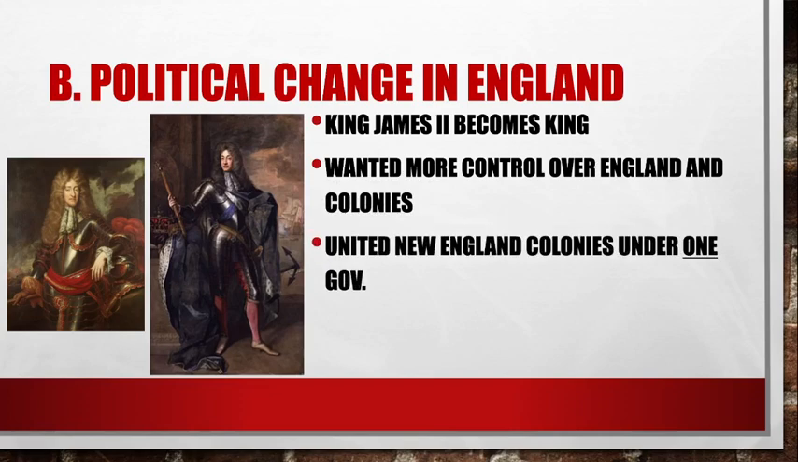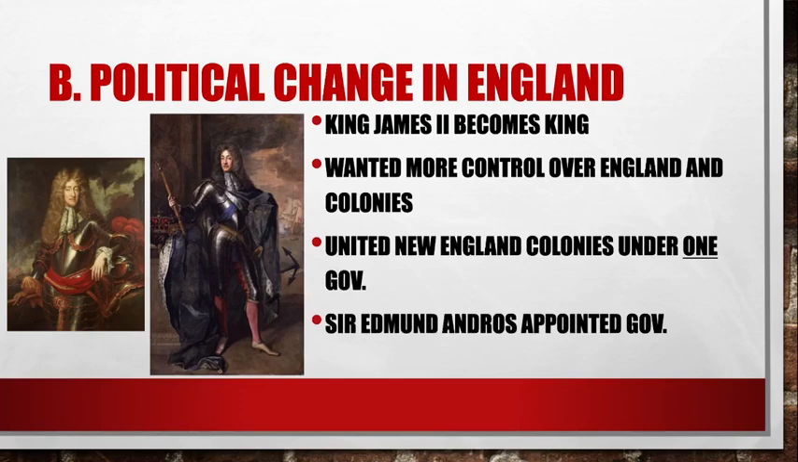So he also wanted to unite New England colonies under one single government. So instead of having governors for each of those states, he wanted just one to rule over that whole area. And he's going to appoint Sir Edmund Andros to be governor of that giant New England region.